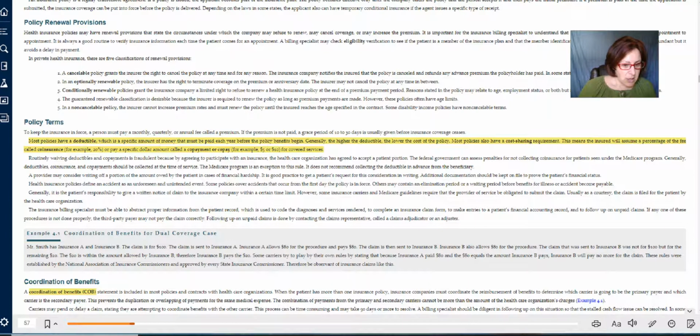All right, so that is deductibles, copays, and coinsurance.